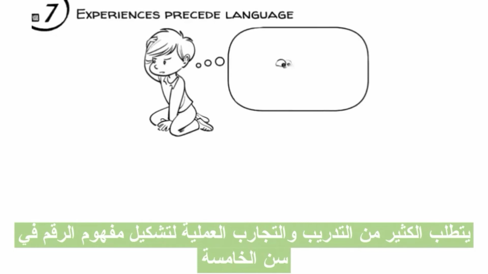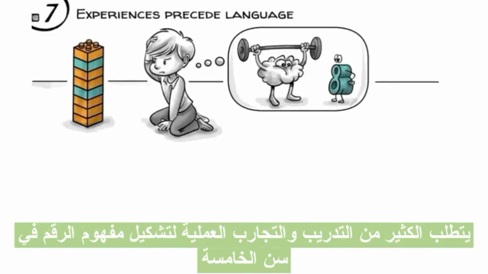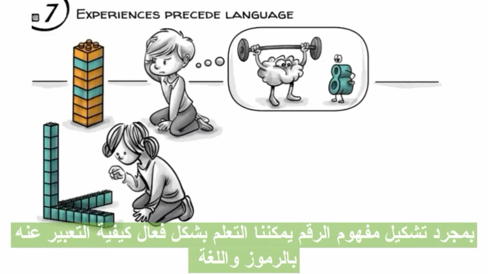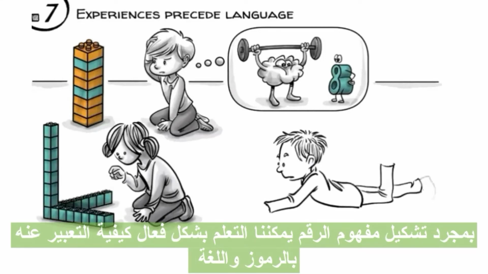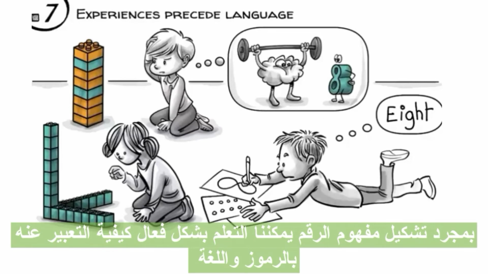Experience precedes language. As we demonstrated, it takes a child a lot of mental training and hands-on experience to form the concept of a number. At the age of 5, we can build a simple row of 8, later form an 8 square, then an 8 root. Only once we have constructed number concepts inside our heads can we effectively learn how to express them with images, symbols, and language.